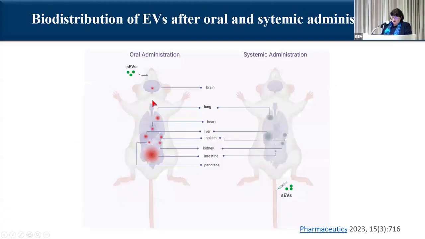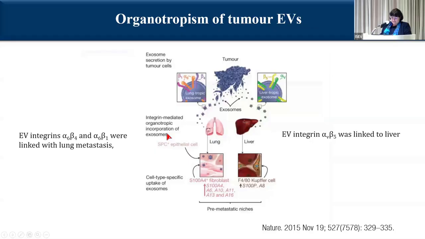Interestingly, if we compare oral and systemic administration in mice, we see quite different patterns. After oral administration of small EVs, as you can see, instead of having a primary accumulation in the liver and the lungs only, we have quite a bit of accumulation of orally administered vesicles also in the gastrointestinal system and in the lymph nodes that drain the gastrointestinal system.